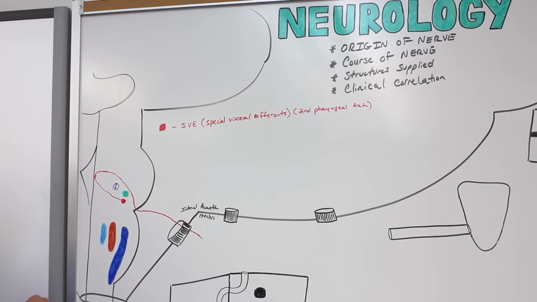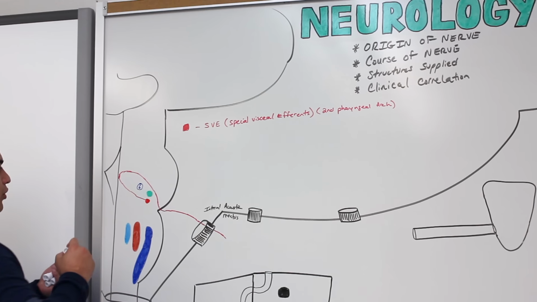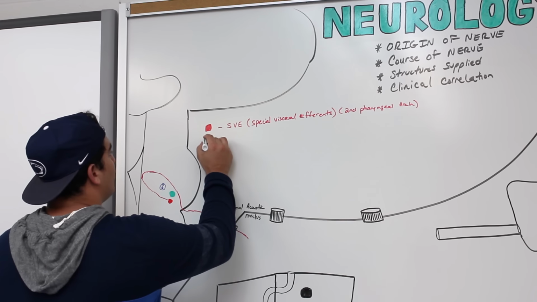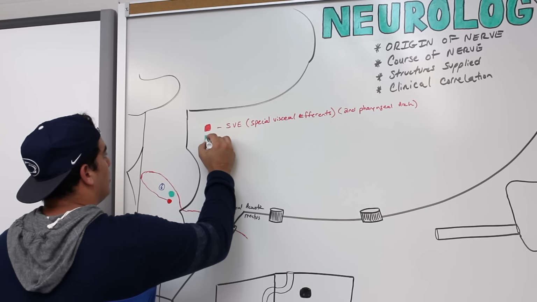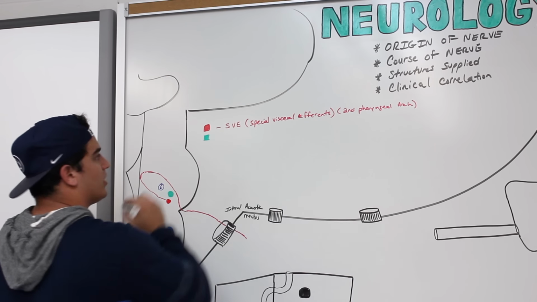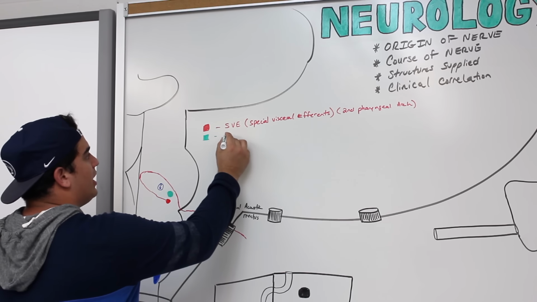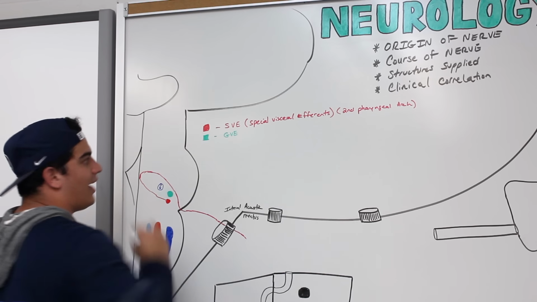Okay, so that's that one. Now let's discuss this green nucleus. And this green nucleus is very, very special. This is probably going to be one of the more complicated ones of the facial nerve. This is actually going to be the SVE fibers.